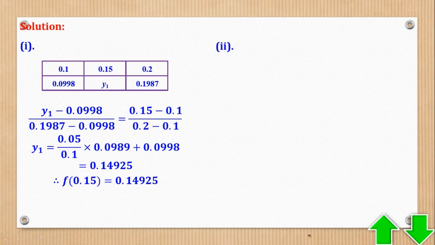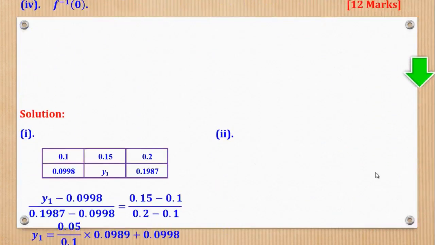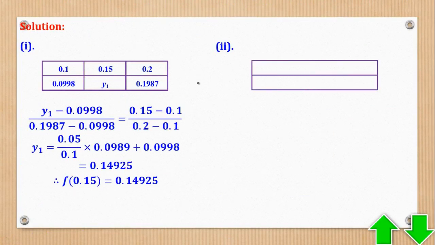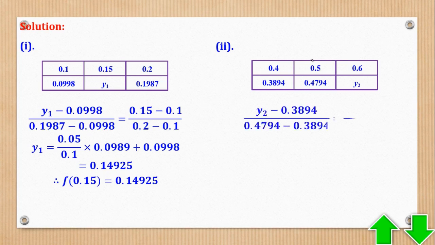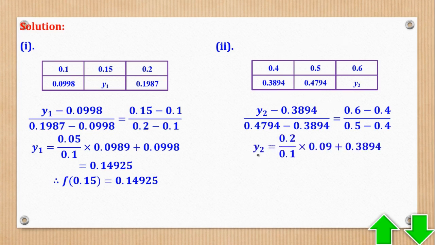That is Roman 1. What about Roman 2? Roman 2, they want f of 0.6. So in Roman 2, we shall also draw a table of values we shall use. Now this is going to be extrapolation. So for extrapolation, we shall say y2 minus 0.3894 divided by this minus that is equal to this minus this divided by this minus this. So there we have y2 as the only unknown. So make it the subject and use a calculator to get the answer they want. Therefore, conclude that f of 0.6 is that.